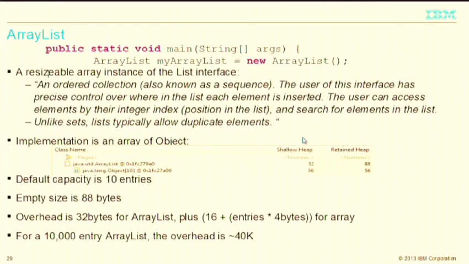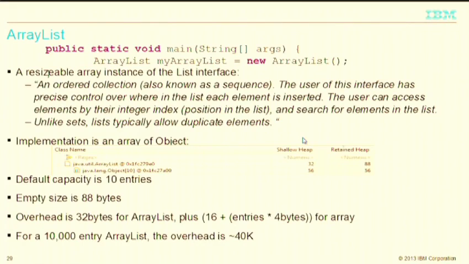Okay, next, array lists. So an array list is really just an array and a wrapper object which knows how to manage and access data from that array. So when you create an array list, doing just new array list, it creates an array of size 10. So for hash map, its default size was 16. For linked list, its default size is 0, and you put objects into it. For array list, the default size is 10. And that means when it's empty, its size is 88 bytes.